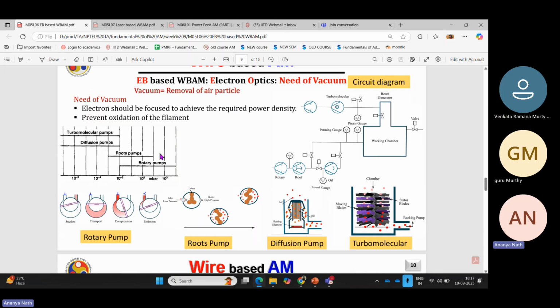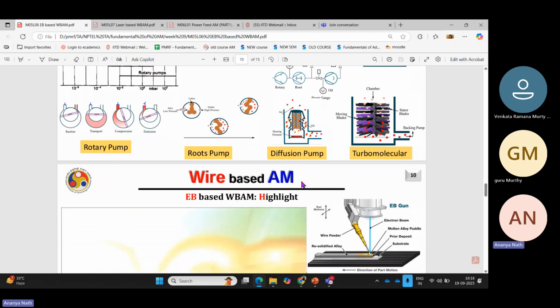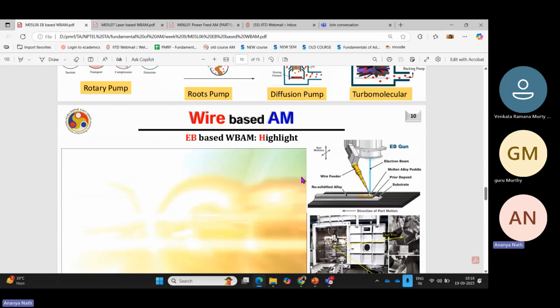To achieve the vacuum, there are various types of pumps available in the market. The first is the rotary pump, then the root pump, the diffusion pump, and the turbomolecular pump. These are a few pumps used to achieve different levels of vacuum. But we need the highest level of vacuum with the highest efficiency, so that's why we are using the turbomolecular pump here to achieve the vacuum inside the chamber. In the gun area, the vacuum is much higher than in the deposition area.